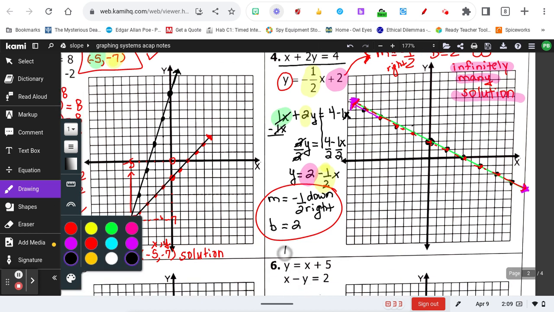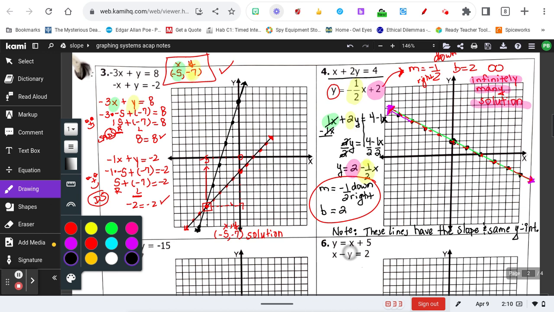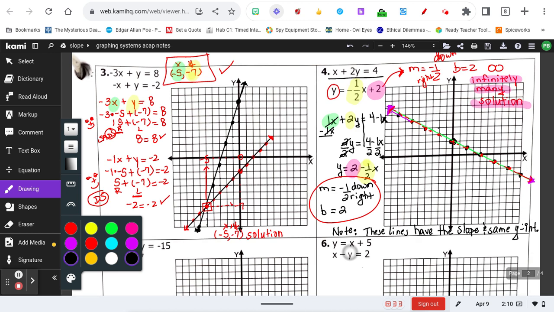That's what we should note. These lines have the same slope and same y-intercept. I'm going to abbreviate intercept. So if they have the same slope and same y-intercept, it's infinitely many solutions, okay?